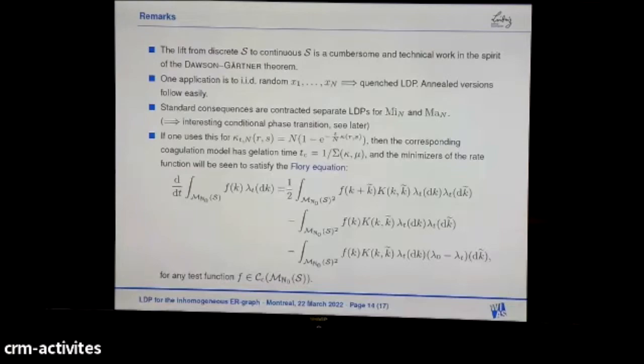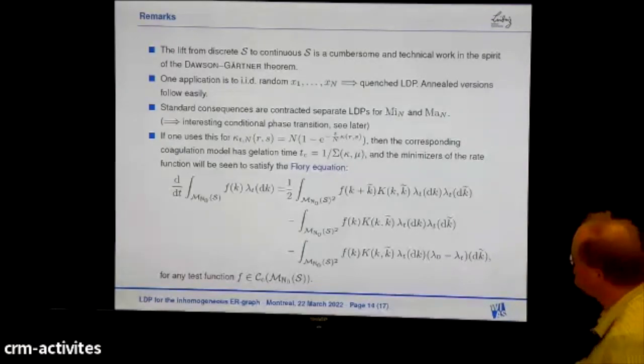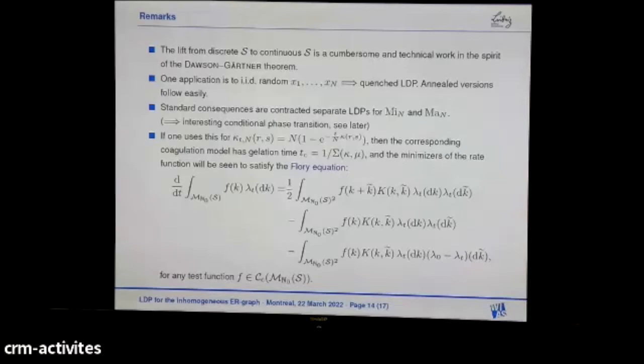Thirdly, you can do the following. You can take the types x1 to xn itself as IID random, or as placement, or some IID marks if you like to. Then you get a quenched large deviation principle via our LDP. There are annealed versions which you can easily get by adding the expectation over the types and adding some entropy term for the effective distribution of the types, if you like to. There are standard consequences for the microscopic part and the macroscopic part alone each. If I find time, then I can show you also an interesting conditional phase transition.